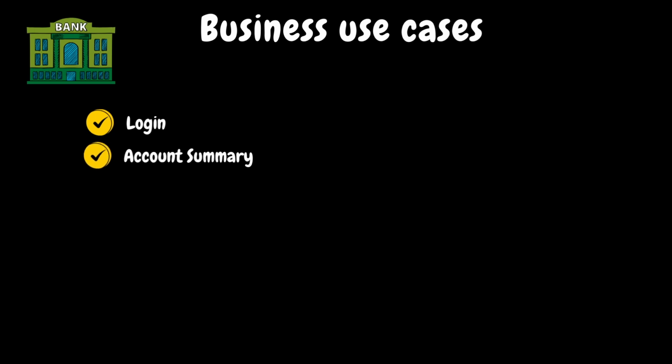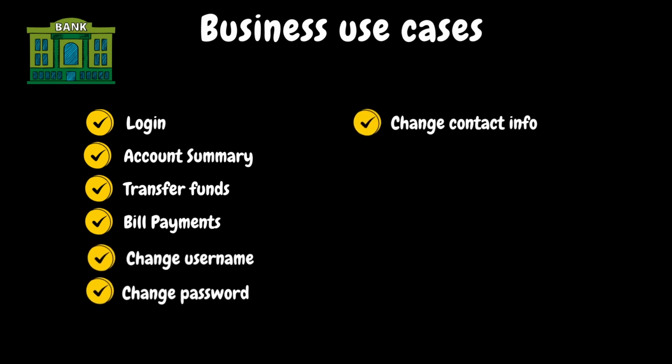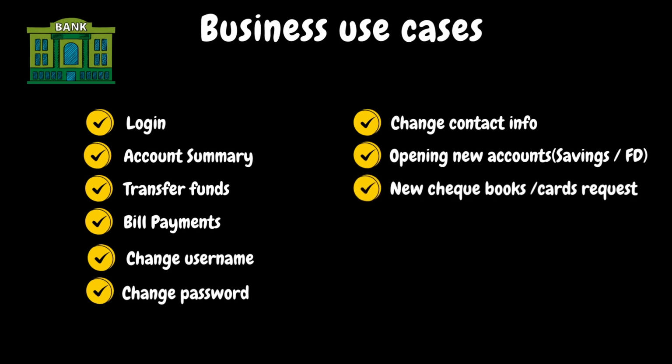Post login, users typically check their account summaries to review their balances, isn't it? Depending on the requirements, users may transfer funds between different accounts. Additionally, regular bill payments such as credit card bills are made through the application, right? In the application, users also have the option to modify their login credentials, including usernames and passwords. Users can edit their details within the application to maintain accurate records. When necessary, users can open new accounts such as savings or fixed deposit through the application. Requests for new cards or checkbooks can also be made using the application.